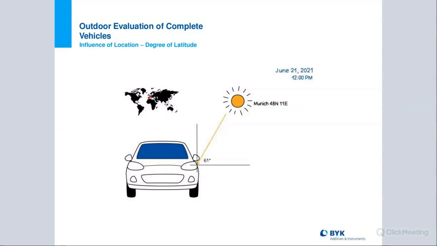So the next few slides are just an example of if you were to evaluate a vehicle outside on the same day in 3 different cities, you're going to be looking at 3 different angles. In Munich, this is on June 21, 2021, you're at the 61 degree. And if I'm in Detroit, I'm at 70 degrees viewing. And if I'm in Shanghai, I'm at 82 degrees viewing. So very different angles, even though I could be standing in the exact same place evaluating that vehicle.